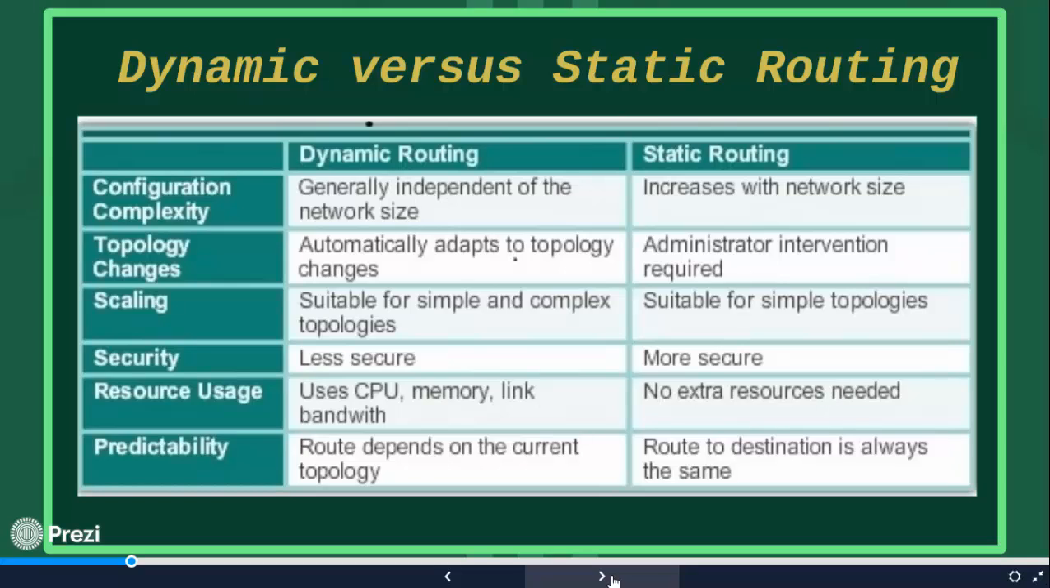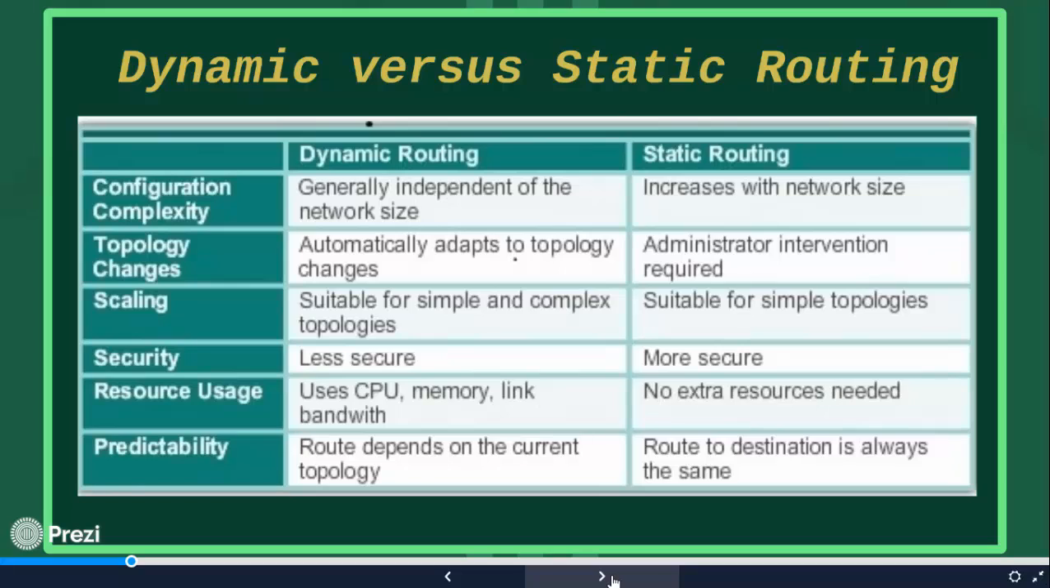For security, this is the part where static routing wins, because it is configured manually, so it is more secure compared to dynamic routing. For resource usage, in static routing, there's no extra resources needed, but with dynamic routing, the administrator has to consider CPU, memory, and link bandwidth resources.